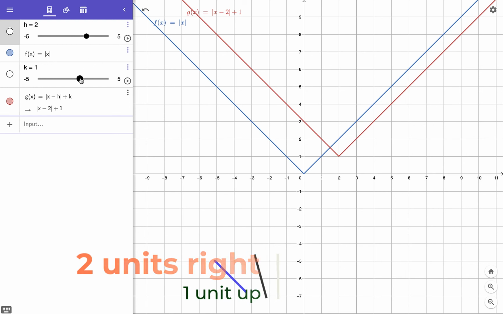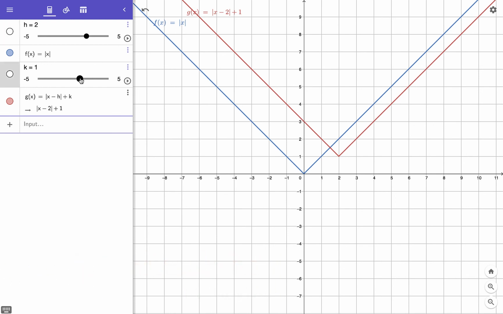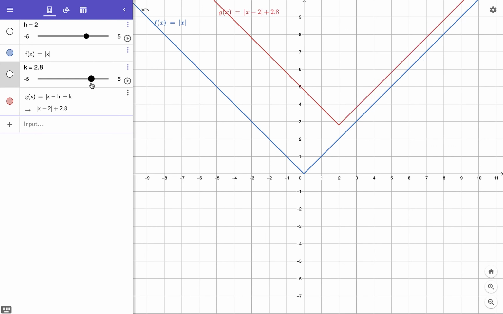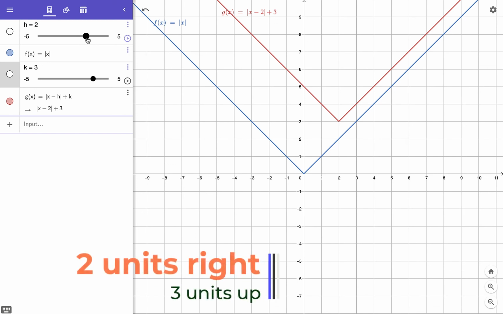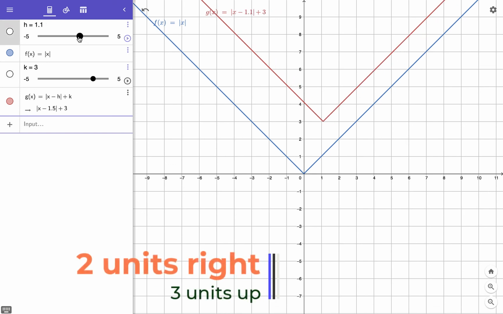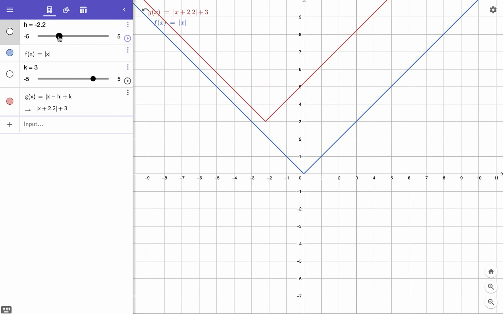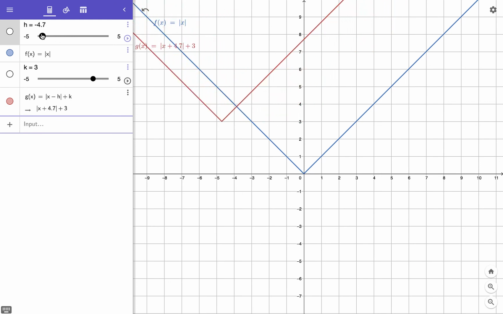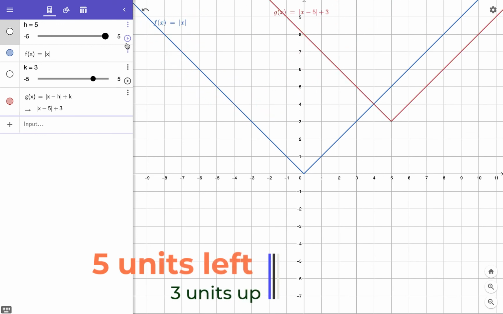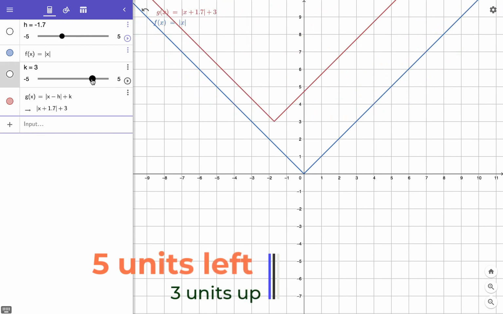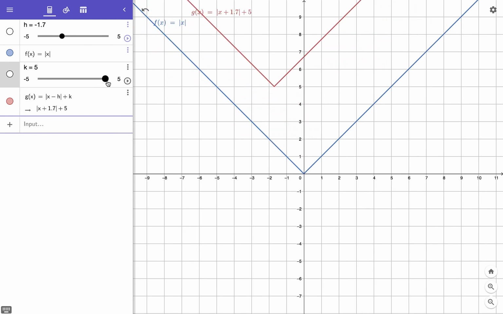Okay, so let's make it 3 units up. Here we are, this is 3 units up. So this function is 2 units to the right, 3 units up. If I make the h negative, you can see we go to the left. So this function is 5 units to the left, 3 up. You can go left or right with the h, and up and down with the k.